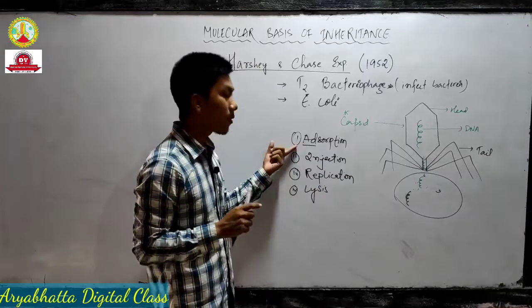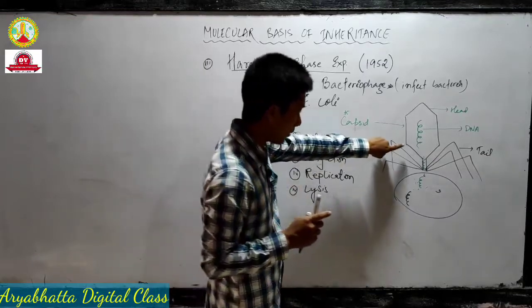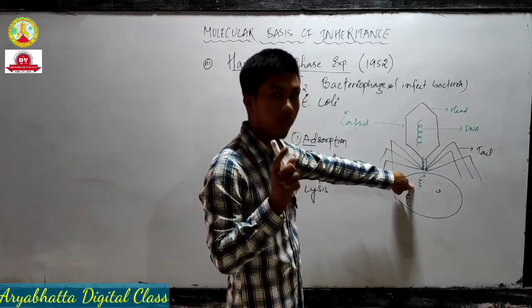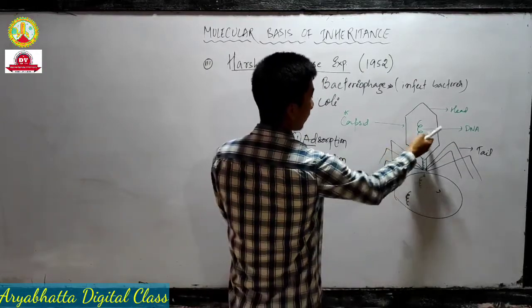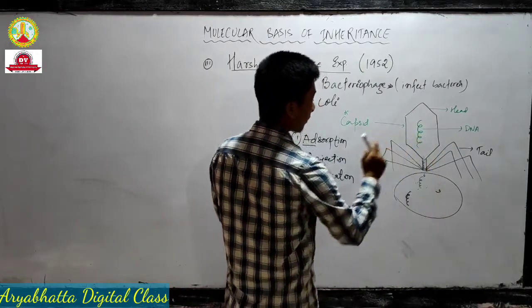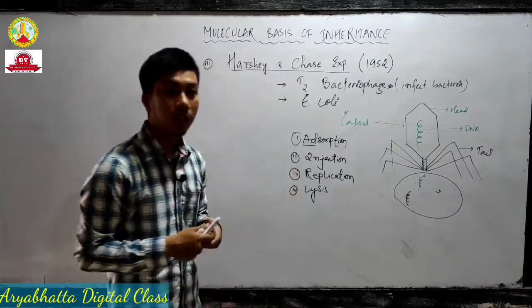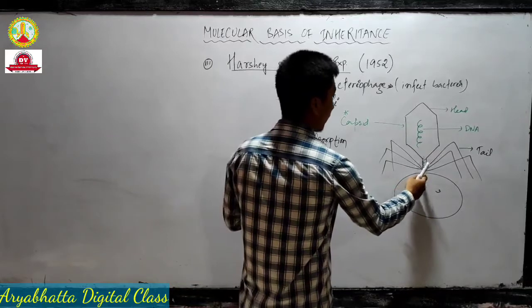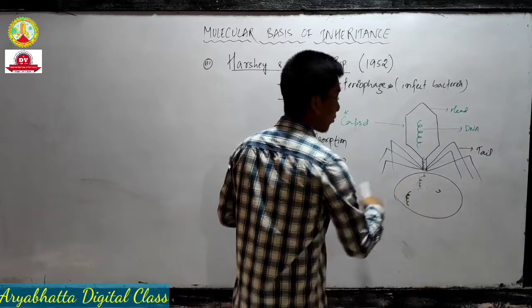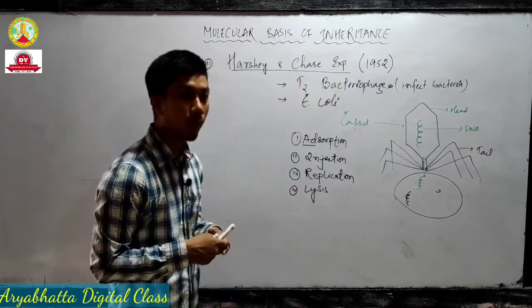First of all, there will be adsorption of the virus at the surface of the bacteria, and then they will inject. So injection will take place. They will inject their DNA inside the bacterial body. Then the replication will take place. Replication means the viral DNA will replicate its own DNA. They will multiply their own DNA.